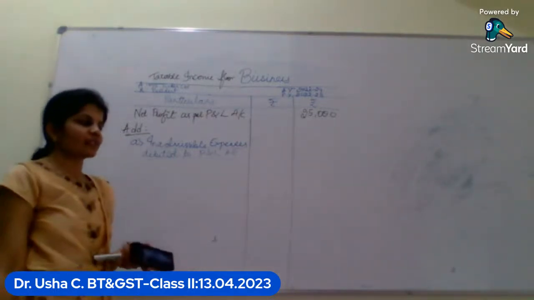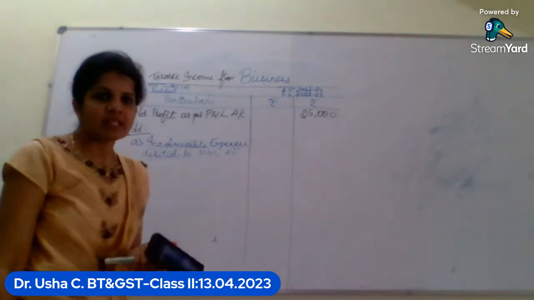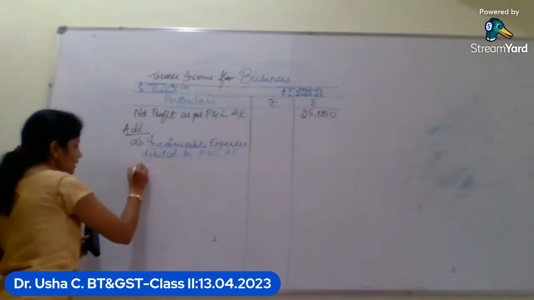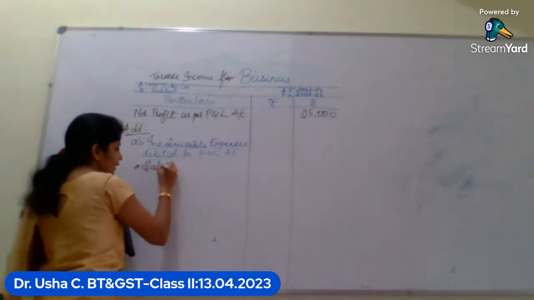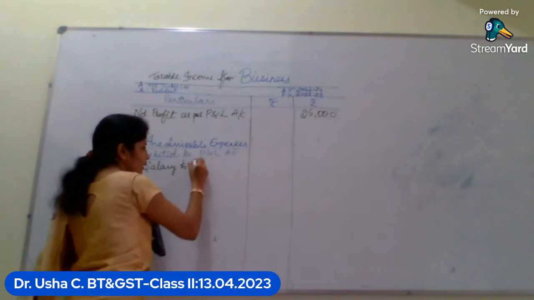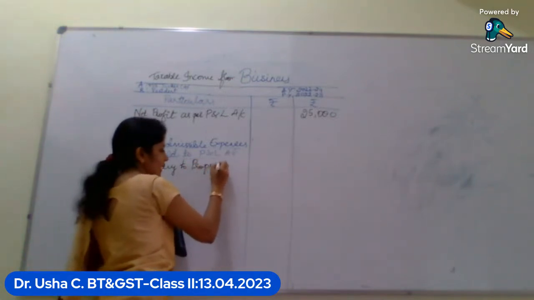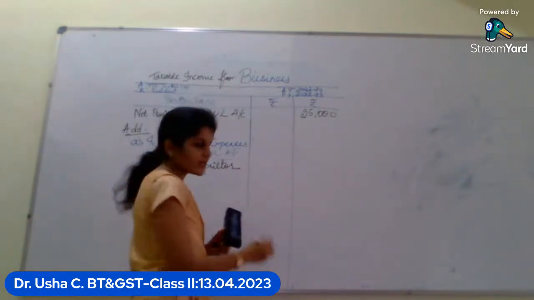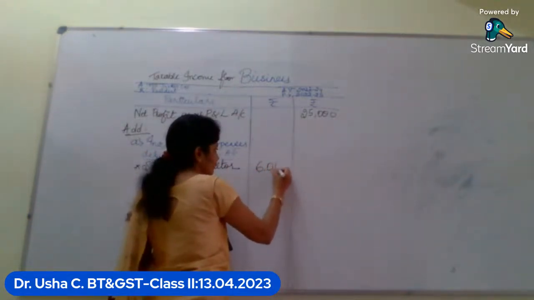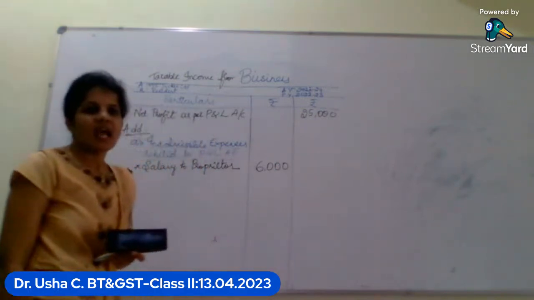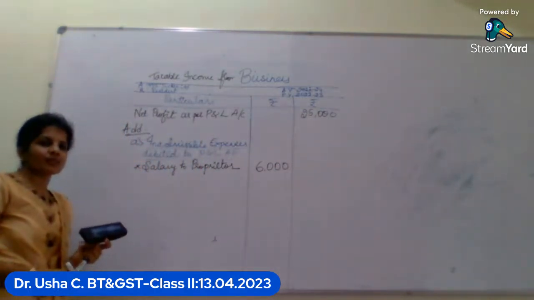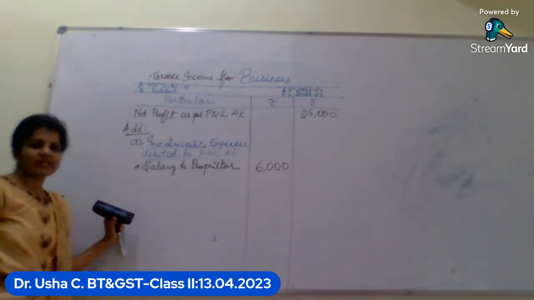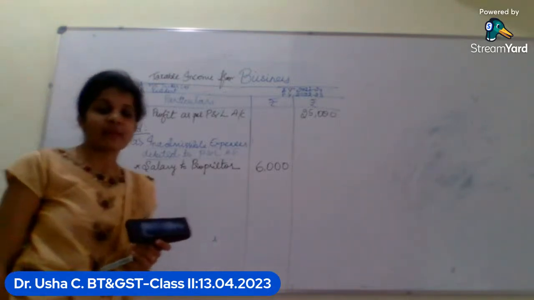So the first profit and loss account item is salary to staff. It is 30,000. It is an allowable expense. Next, salary to proprietor, amount of 6,000. Salary to proprietor is inadmissible. Next, rent and taxes, 2,000 rupees. So rent and taxes 2,000 is allowable. Next, printing and stationery is 500.